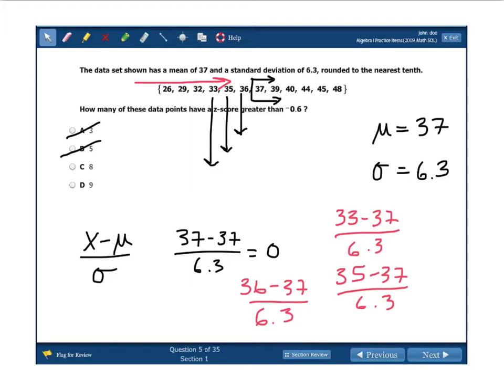Okay, so this one, negative 0.63. Okay, so that is not greater than negative 0.6. Negative 0.6 is a larger number than negative 0.63, so 33, nope. All right, which means our answer has to be 8. So let's do them with the 35 minus 37, divide by the standard deviation. We get negative 0.3, negative 0.317, etc., which is clearly greater than negative 0.6, so our answer is 8. Okay, good question because it really challenges whether or not you know something about standard deviation. You just got to stick it out and write it out.